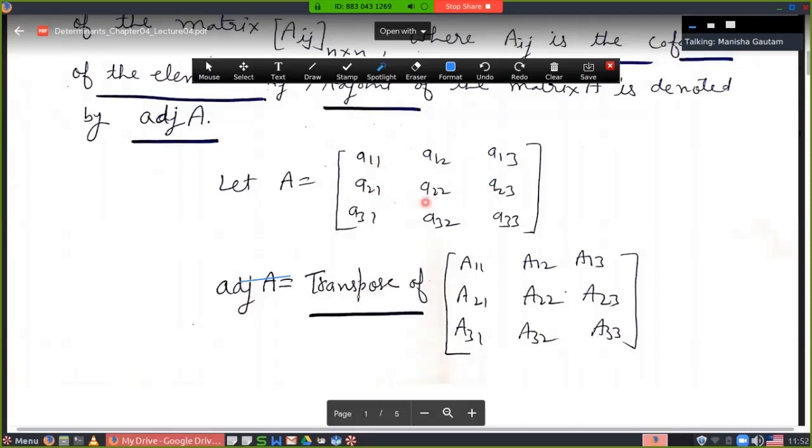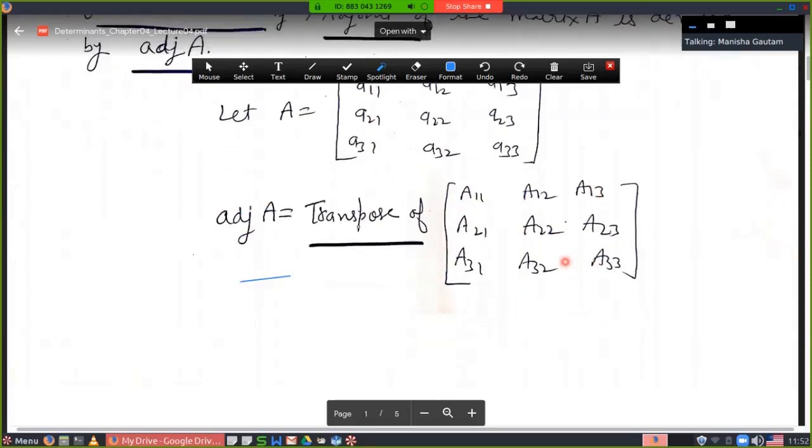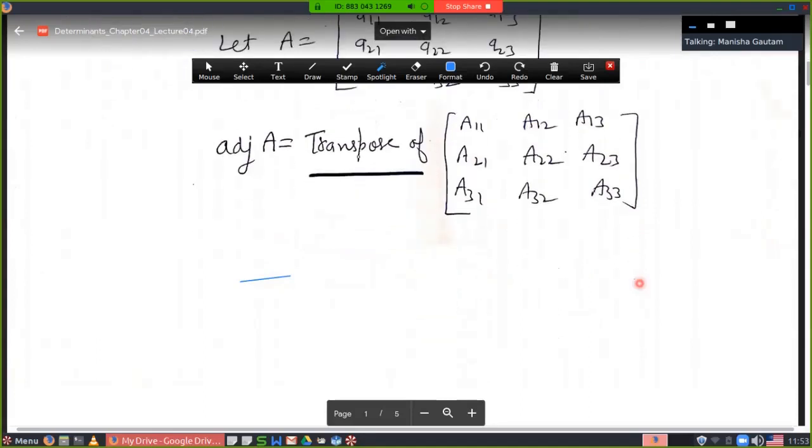It means small a is replaced by capital A11, capital A12, capital A13, and so on. All the elements are replaced by their cofactors, and now a new matrix is formed. The transpose of this formed matrix will give you the adjoint of matrix A. It means when you replace the elements by cofactors, then take the transpose of the new matrix, that matrix is known as the adjoint of matrix A.